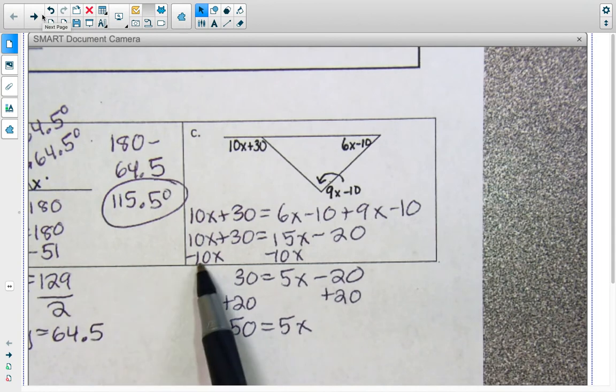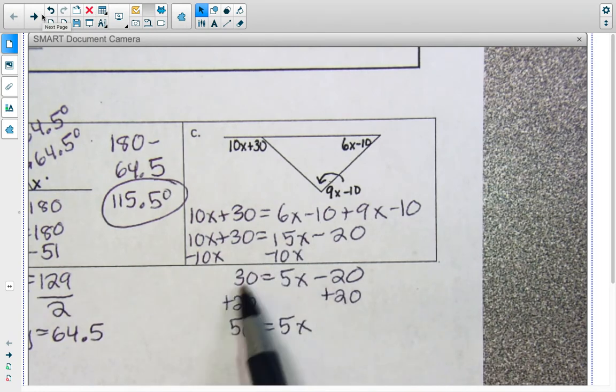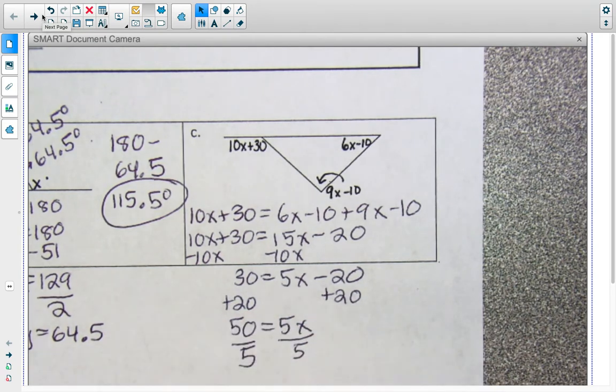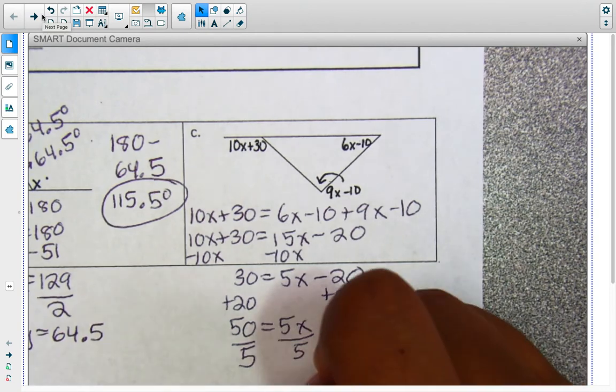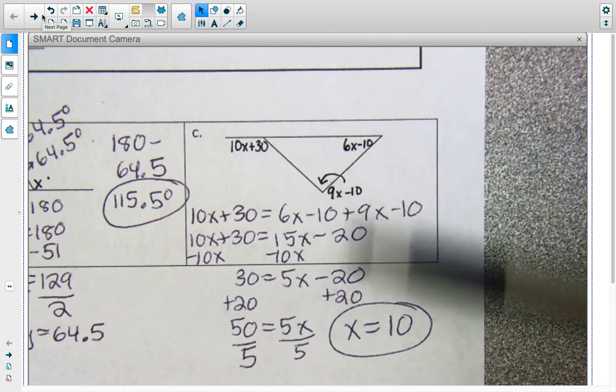Okay, so first thing I did was subtract 10x from both sides. I brought everything down, added 20 to both sides. And the last step, divide by 5. Divide by 5. So we got x is equal to 10. So x is equal to 10 for this example.